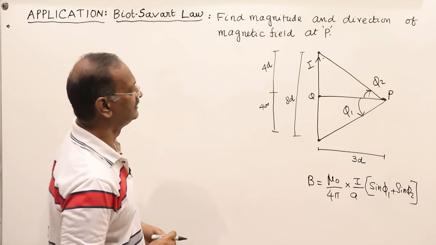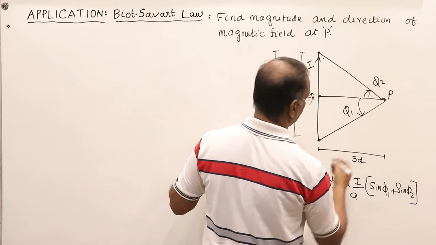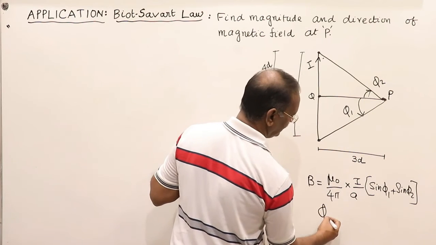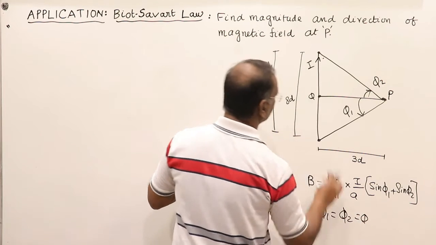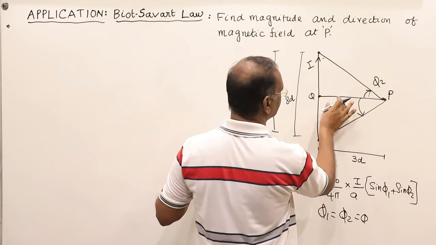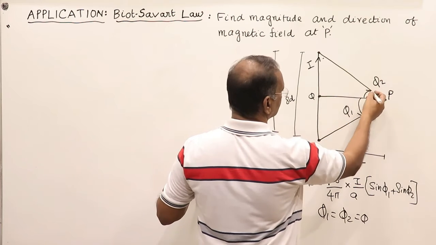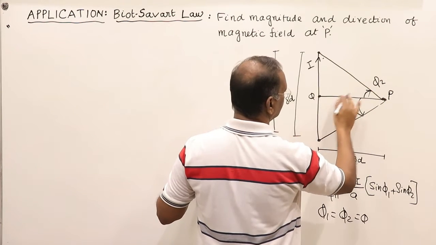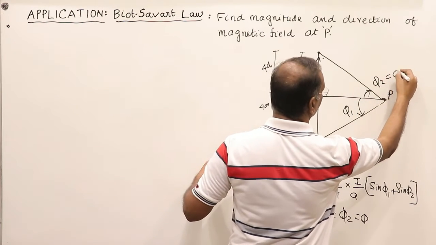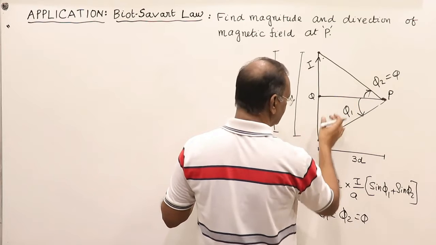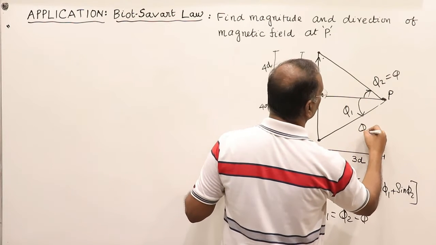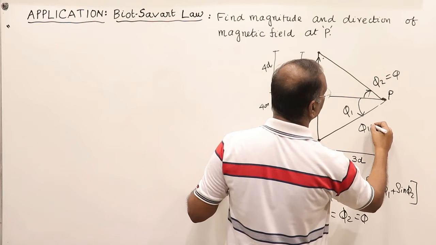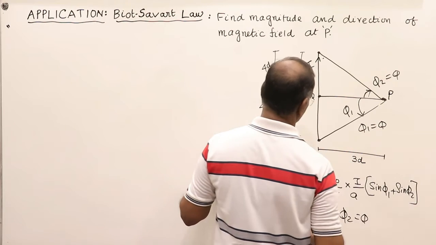So from this triangle, phi 1 will be equal to phi 2, which is equal to phi, because this length is also the same, this length is also the same. If this angle is equal to phi, and this length and this length are the same, obviously this and this length will be the same. It means phi 1 is also equal to phi.